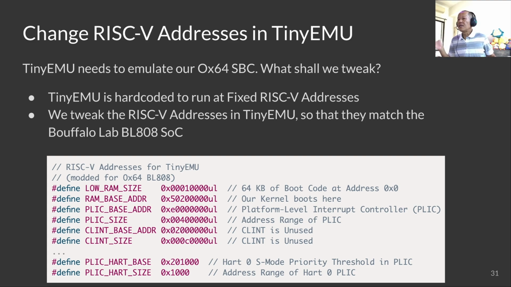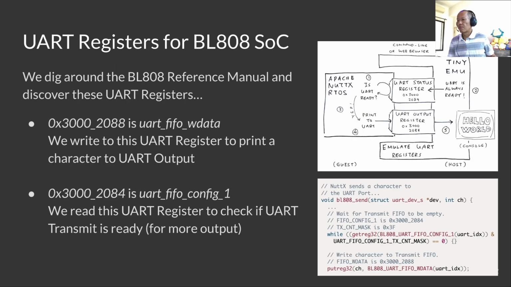The TinyEMU boot code is located at this address, 10,000 hex. It jumps to the NuttX kernel at startup. We will customize this for Ox64 SBC. Remember that TinyEMU supports VirtIO console. This won't work with the Ox64 SBC. TinyEMU needs to emulate the BL808 UART controller inside Ox64.